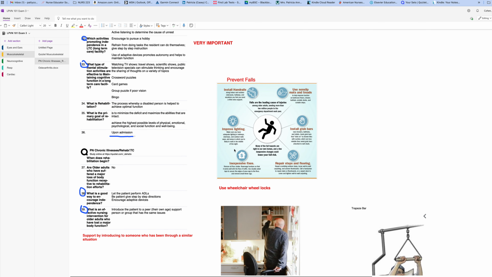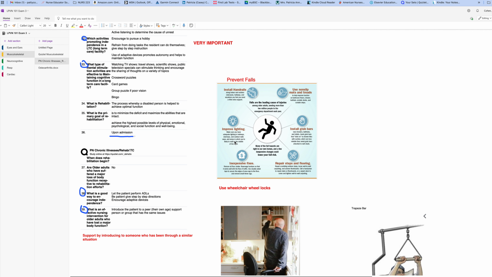Preventing falls. Make sure you have good lighting. Install handrails. Use non-slip mats in treads. Get rid of rugs at home too, the scatter rugs. Grab bars are a must. So make sure the patient knows how to prevent falls. A good way to encourage independence is to let the patient do it himself. Give step-by-step directions and encourage the use of adaptive devices.